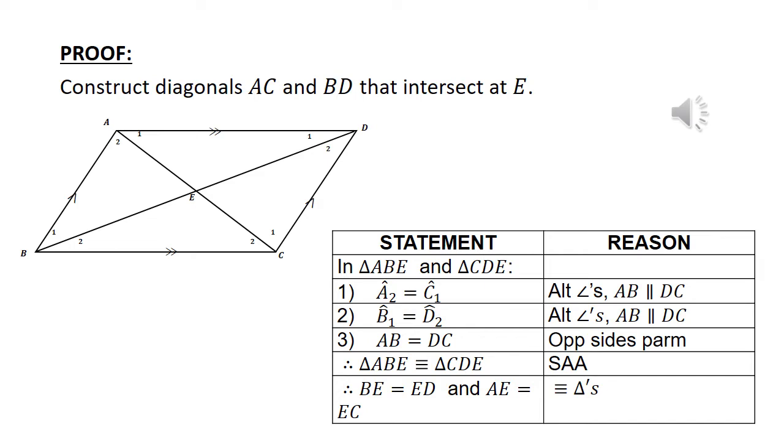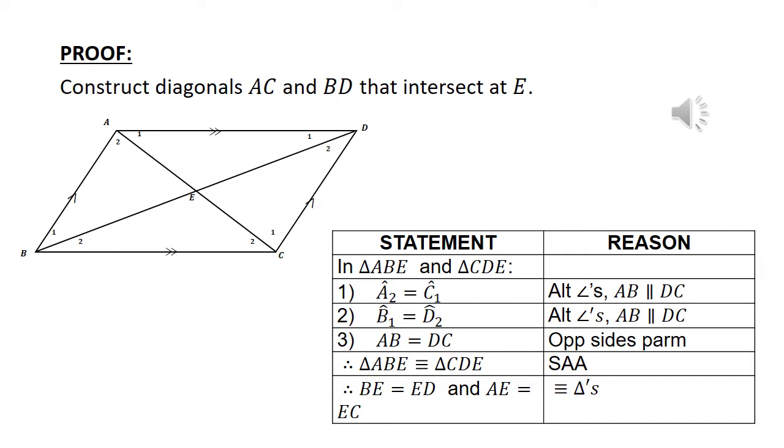So once again, you need to think we've got two triangles here, and we're trying to prove that two of the sides of the one triangle are equal to two of the sides of the other triangle. And that should make you think of congruency. So if you have a look at the proof there, the statement and reason, it says in triangle ABE, so we're looking at the one on the left-hand side, and triangle CDE, the one on the right-hand side. The first thing you should see is that A2 is equal to C1, and that's alternate angles. The second thing is that B1 is equal to D2, and once again, that's alternate angles.